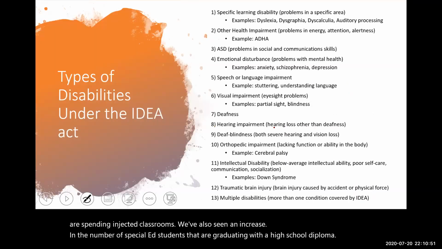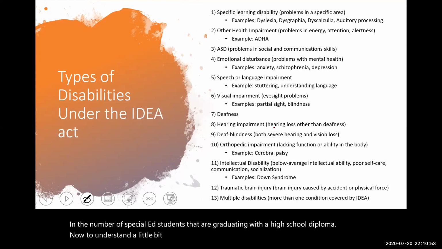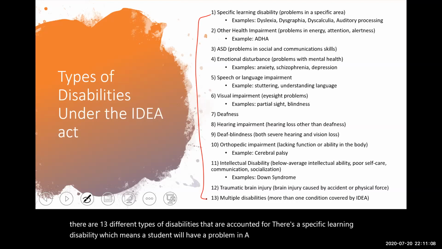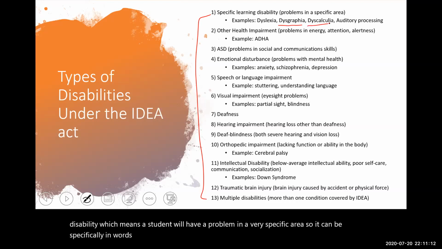Now, to understand a little bit more about the different types of disabilities, under the IDEA Act, there are 13 different types of disabilities that are accounted for. There's a specific learning disability, which means a student will have a problem in a very specific area. So it can be specifically in words and reading, in being able to calculate numbers, in being able to process sounds. And dyslexia is an example of a specific learning disability.